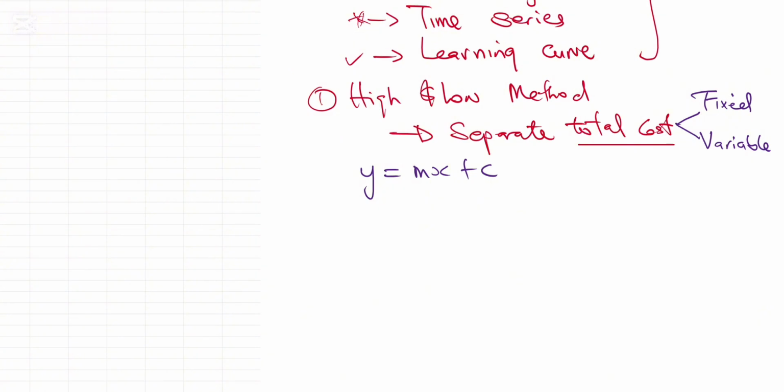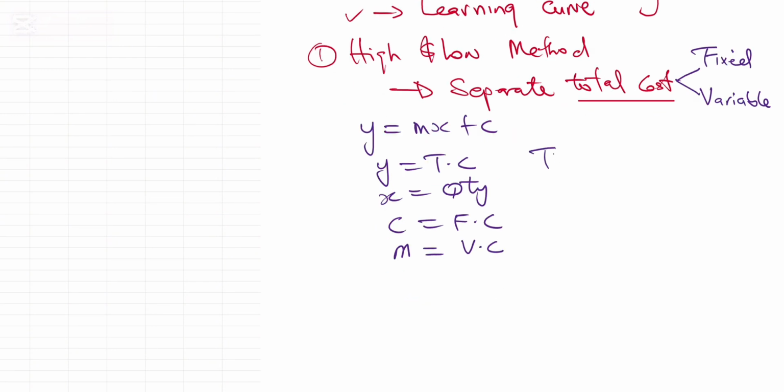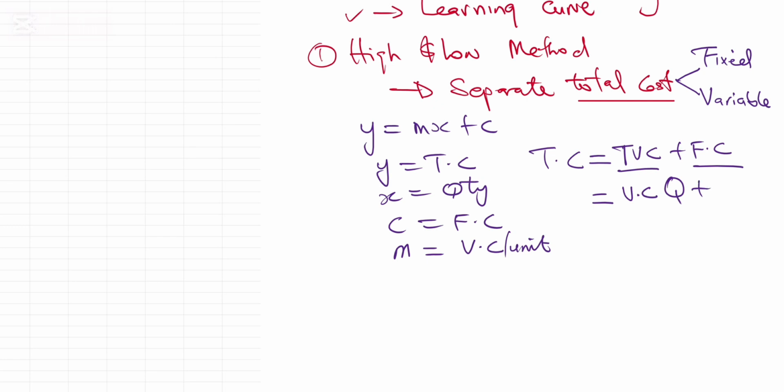And why is this so? What this is saying is that y is the total cost, x is the quantity produced, that is your activity level, and c is the fixed cost, then your m, which is slope, is your variable cost. So what this equation is saying is that your total cost is equal to your total variable cost plus fixed cost, which you agree, because the total variable cost is the same thing as multiplying variable cost per unit, which is this slope, by Q, which is the quantity produced, plus fixed cost. That is what the equation is looking at.